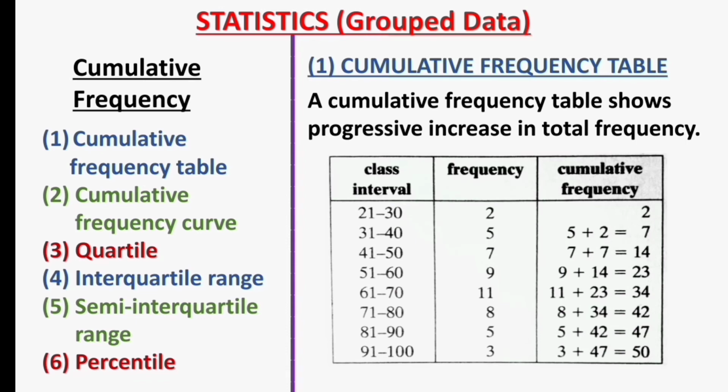To obtain the cumulative frequency, we progressively add the frequencies. So for the first class, the cumulative frequency is 2. For the second class, the cumulative frequency is 5 plus 2, which is 7. For the third class, the cumulative frequency is 7 plus 7, which is 14. For the fourth class, the cumulative frequency is 9 plus 14, which is 23, and so on.